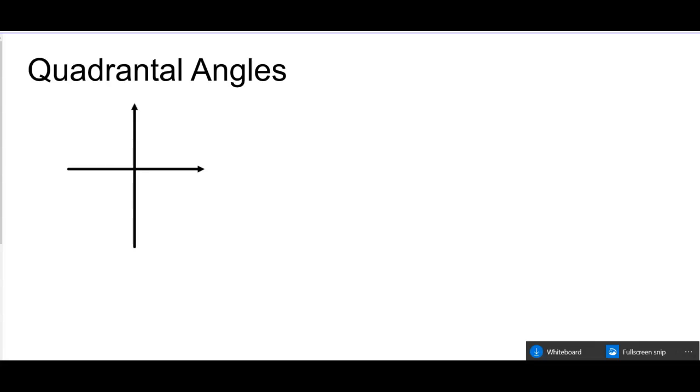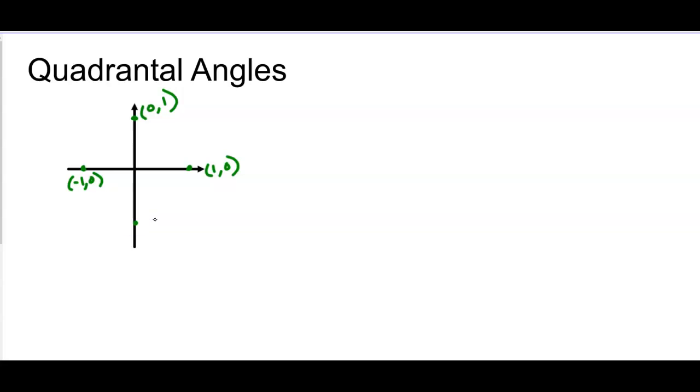Now we're going to talk about the trigonometric functions for the quadrantal angles. And so we have this on the unit circle, but let me draw these out again. If we have a point here at 0 degrees or 360 degrees, that point is (1, 0). And then the point up here is going to be (0, 1). The point over here is going to be (-1, 0). And then the point down here is going to be (0, -1).